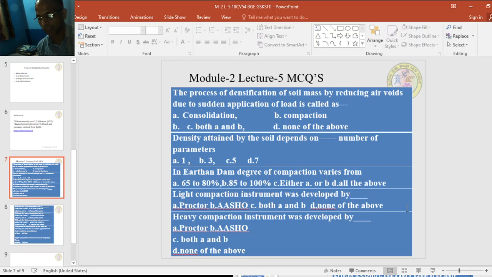Next, light compaction instrument was developed by option A Proctor, option B AASHO. AASHO means American Association of State Highway Officials. Option C is A and B. Option D is none of the above. It is Proctor, option A. Heavy compaction instrument was developed by option A Proctor, option B AASHO, option C both A and B, option D none of the above. It is option B, AASHO.